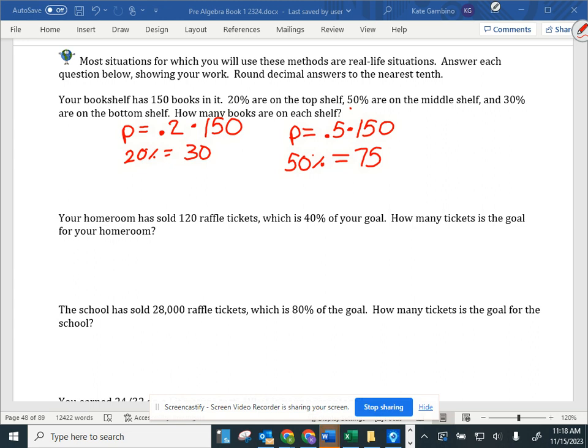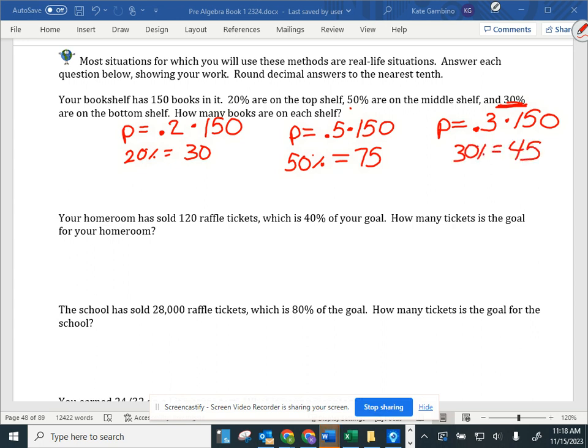Now our last one. For the bottom shelf, we have 30%. So that's 0.3 times 150. How many on the bottom shelf, Olivia? 45. So for that 30%, it would be 45.